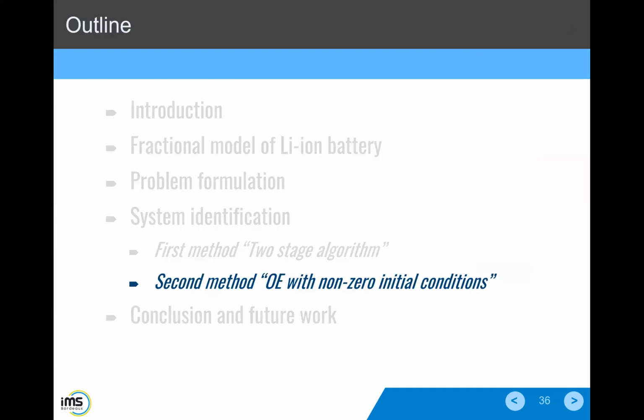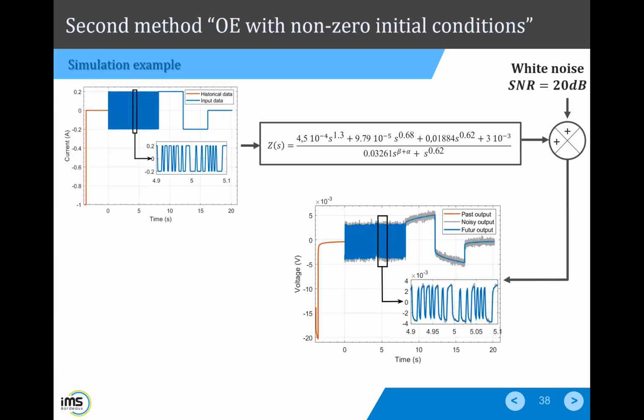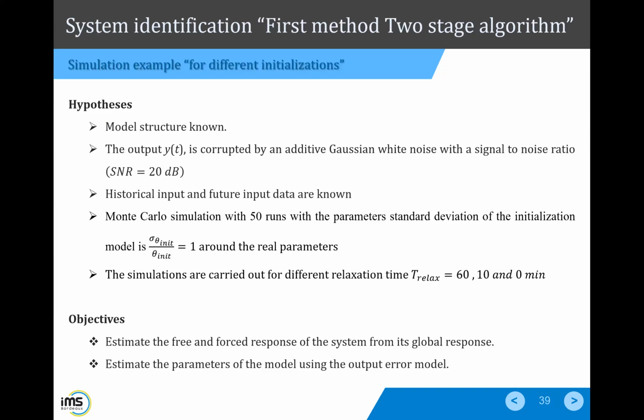So the second method is based on the output error, taking into account the non-zero initial conditions. The difference between this technique and the first technique is that we compute the free and the forced response at the same time as we minimize the quadratic error. So the two responses are estimated at the same time as the model parameters.